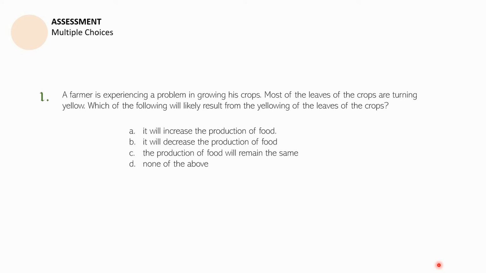Now, for this part of the video, I would like you to get an extra sheet of clean paper or your notebook and answer the following questions. So question number 1, a farmer is experiencing a problem in growing his crops. Most of the leaves of the crops are turning yellow. Which of the following will likely result from yellowing of the leaves of the crops?